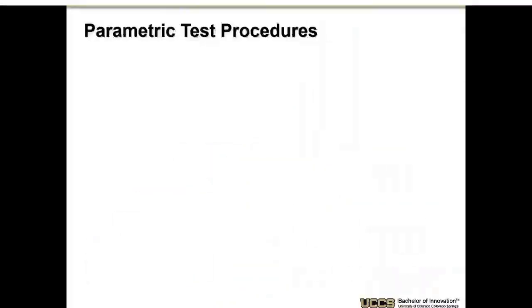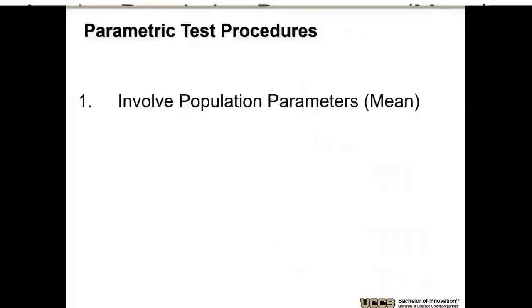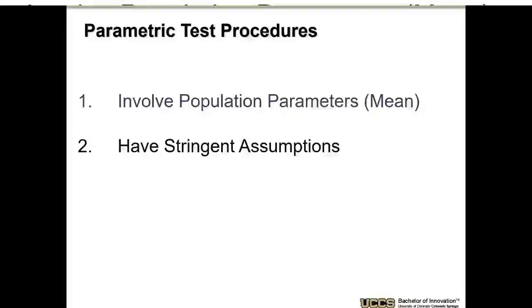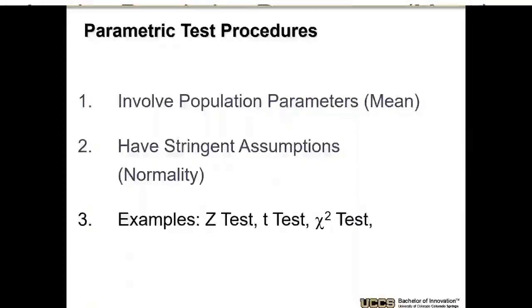So parametric test procedures are pretty easy to understand at a certain level. They basically involve population parameters. So if I assume everything is a Gaussian, then I can talk about the mean, okay? And I have some stringent assumptions. I've assumed normality. So this is the most common set of parametric tests. And example tests that fall into this are the z-test, the t-test, and the chi-square test. All 3 of these, and one more, sorry, the f-test.